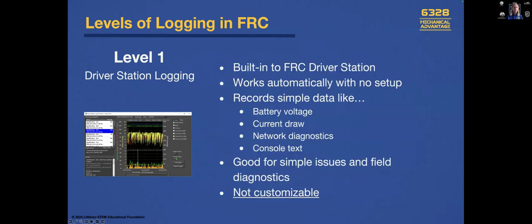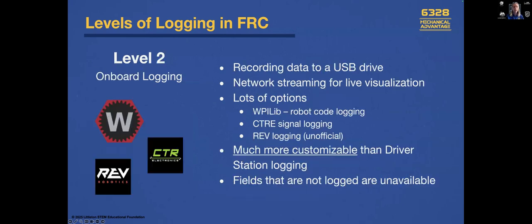First of all is level 1 logging, or driver station logging. This is built right into the FRC driver station, and it works automatically with no setup required. That records simple data, things like battery voltage, your current draw, network diagnostics, and console text. That's really useful for simple issues. You might have seen FTAs use it for field diagnostics, but it's not very customizable. You basically get whatever data is logged automatically.